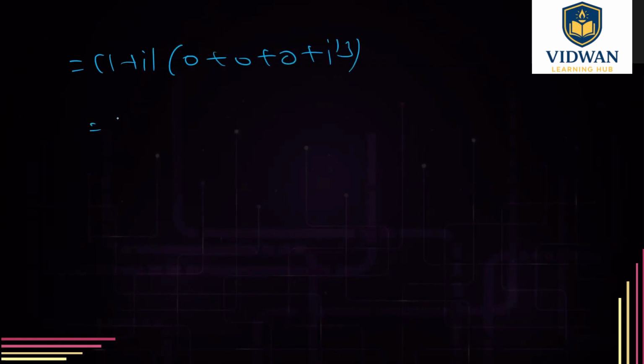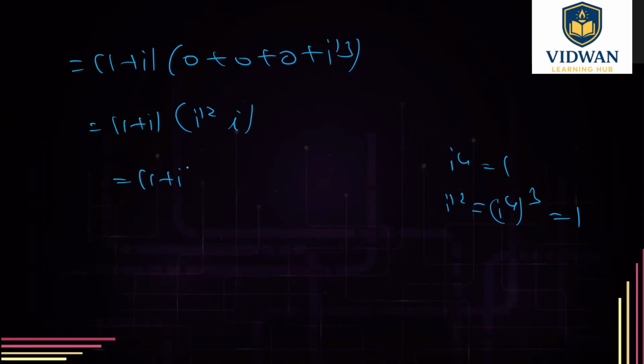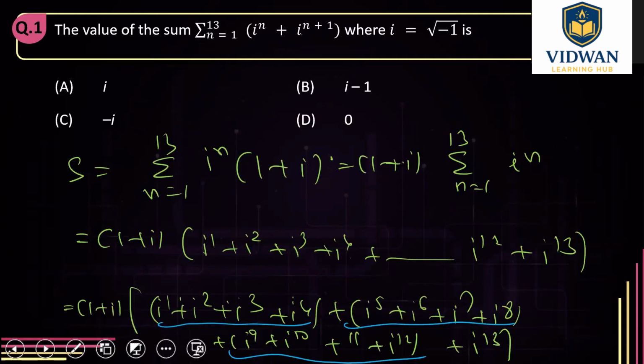And how do you write i^13? We can write i^13 as i^12 into i. And since you know that i^4 is 1, i^12 will be (i^4)^3, which is also 1. So we'll get 1 plus i into, this is anyway 1, so you'll just get i. Multiply this, you'll get i plus i^2. Since i^2 is minus 1, you can write the answer as i minus 1. So now if you look at the options, B is the right answer.